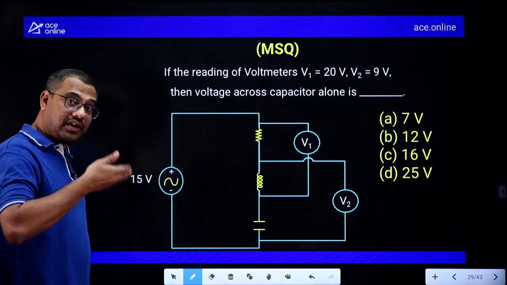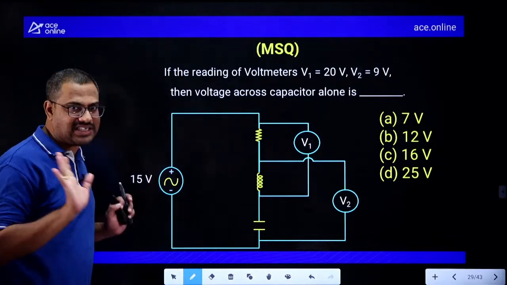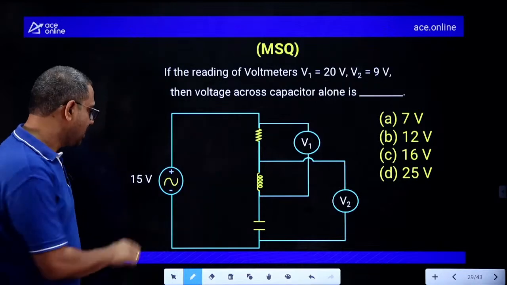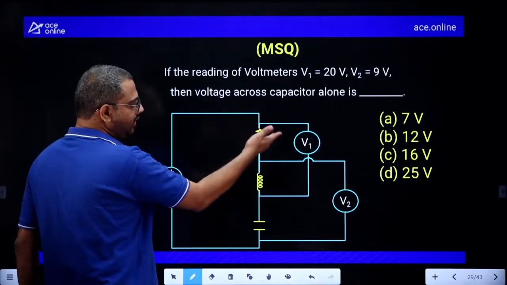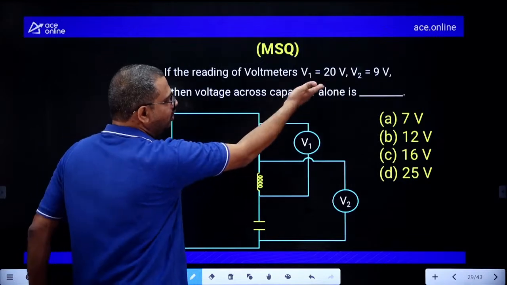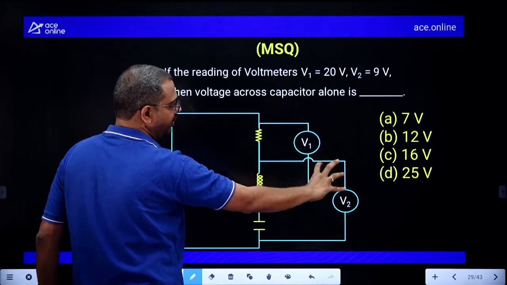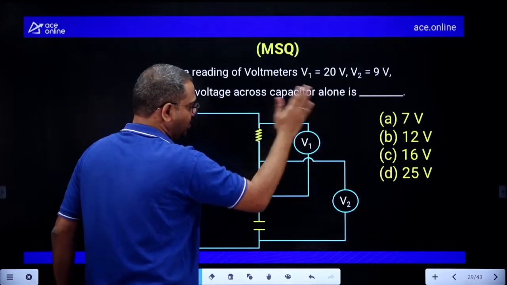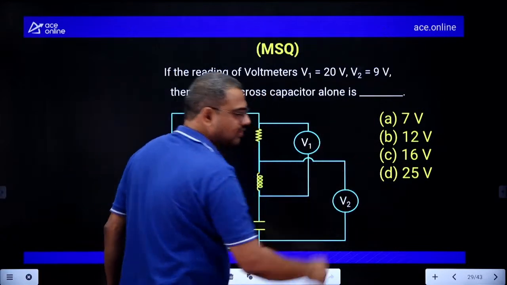If I say a function like Vm sin omega t, then that becomes the maximum. But otherwise, this is the RMS supply voltage, which is how much? 15 volts. And the sinusoidal symbol means AC. Then he told that these two voltmeters are reading 20 volts and 9 volts. Voltmeter V1 is reading 20 volts, V2 is reading 9 volts. Now the voltage across the capacitor alone is asked.